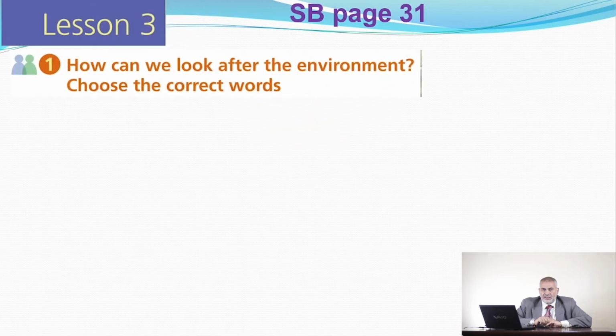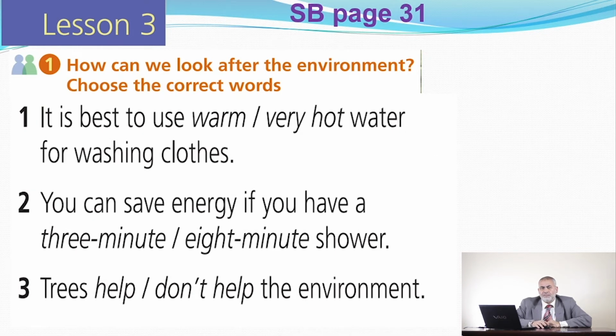Lesson 3, student book page 31. Lesson 3, this is the first exercise. How can we look after the environment? Choose the correct words. How can we take care of the environment? Choose the correct answer here. Read and think of the answer. Read the 3 sentences. Now decide on the right answer. Number 1, it's best to use warm, very hot water for washing clothes. Which is better, warm or very hot? Yes, warm. Number 2, you can save energy if you have a 3 minute or 8 minute shower. 3 minute shower. Number 3, trees help or don't help? Trees help the environment.